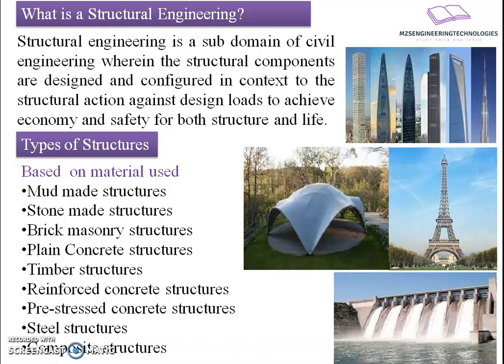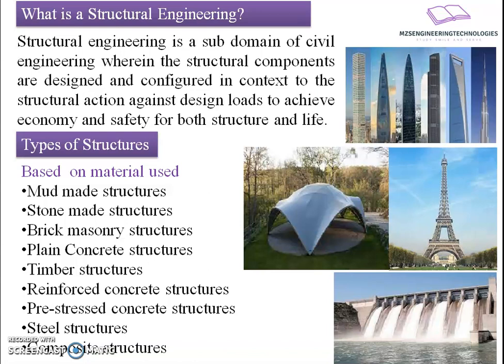Let us try to classify the types of structure here. The structures are classified based on the material used, like mud made structure, stone made structure, brick masonry structure, plain concrete structure, timber structure, reinforced concrete structure, pre-stressed concrete structure, steel structures, and composite structure. Mud made, stone made, brick masonry, and plain concrete structures have good capacity towards compressive load, but they are weak against tensile forces.